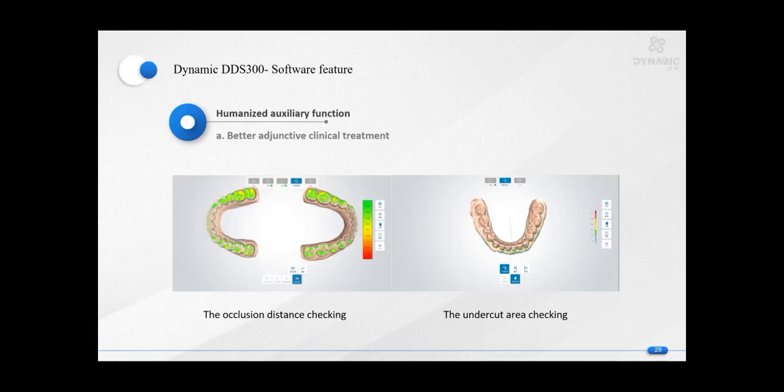So let's make a conclusion. For the hardware, first is ergonomic design, second is no need for calibration, and the last is high temperature and autoclave disinfection. For the software, it is true color, intelligent algorithm, and humanized auxiliary function. So the next part, we come to the end, is the last part I want to share with you.